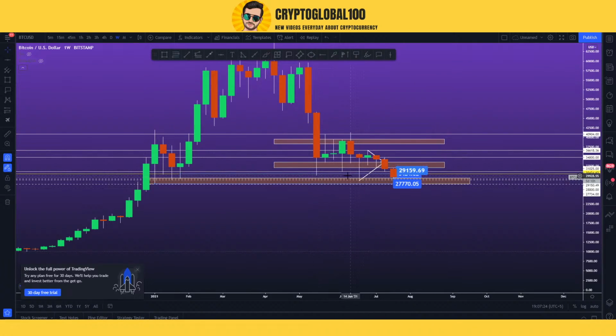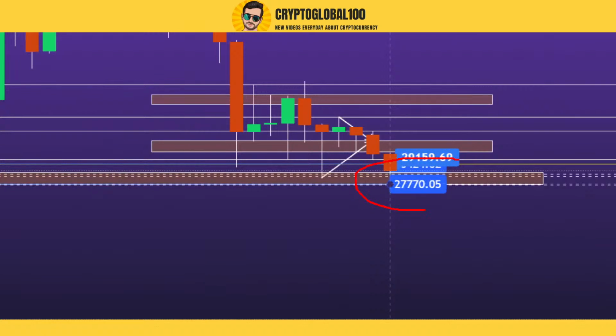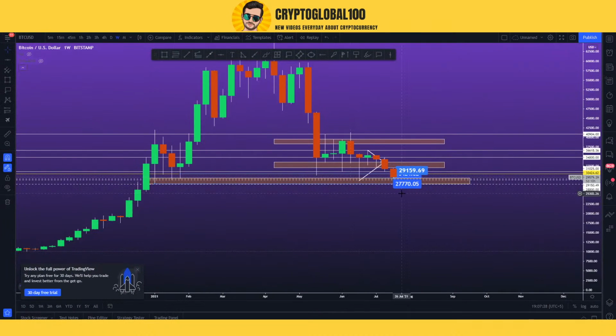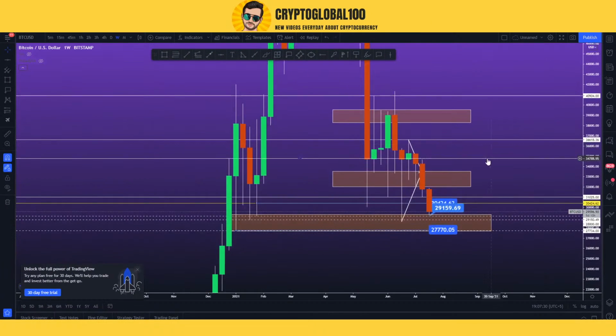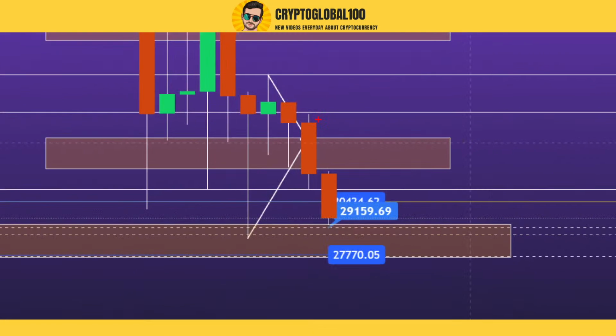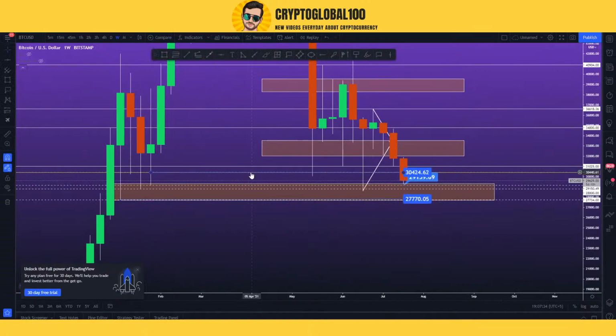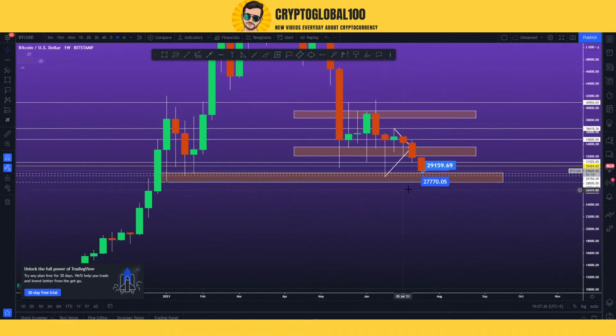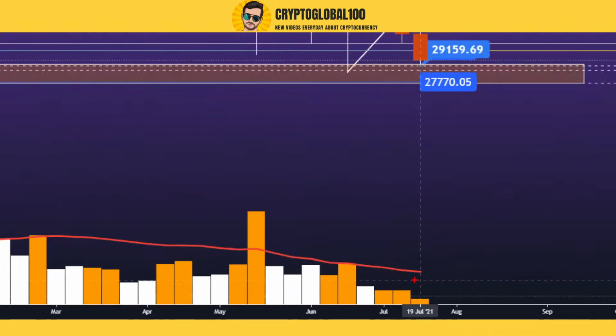The buyers tried to stay above this area of 27 to 28,000. Now they're trying hard, but things are looking bad right now. These two red candles are looking more on the downside. If we take a look at the volume here, the volume is decreasing as well.